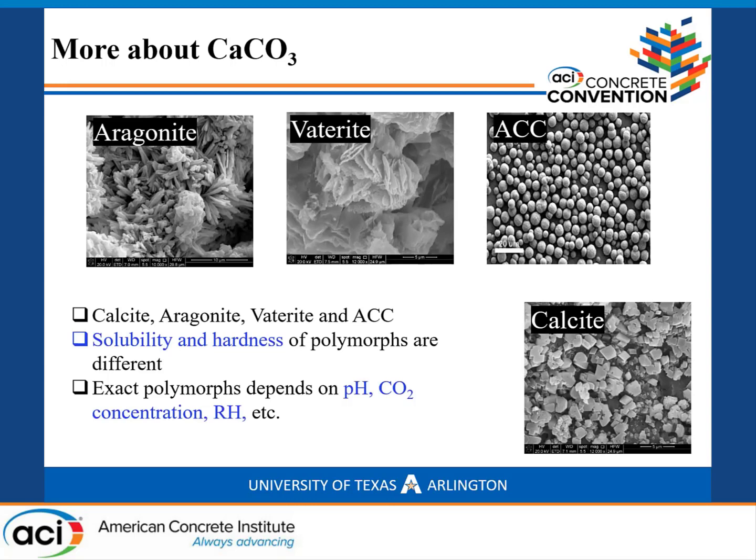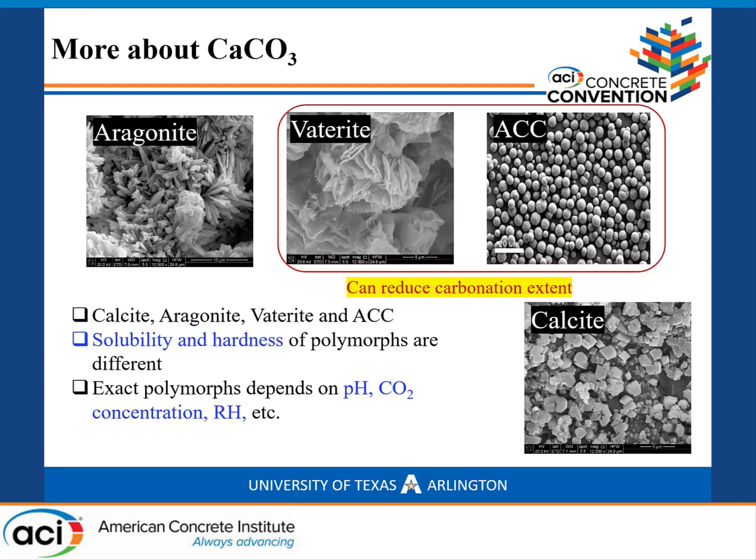All of these phases have different solubility, different hardness, and different density. Previous studies have shown that instead of calcite, which is the stable phase, if we could stabilize vaterite and amorphous calcium carbonate, it will help us to reduce the carbonation degradation. Because these two phases have higher solubility and also low density, formation of these phases will give us pore size refinement. So that's our goal. We want to stabilize vaterite and ACC formation during the CSH carbonation.